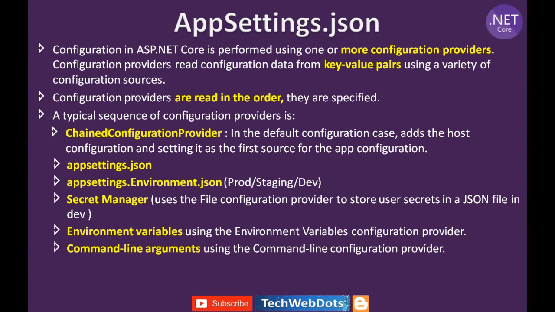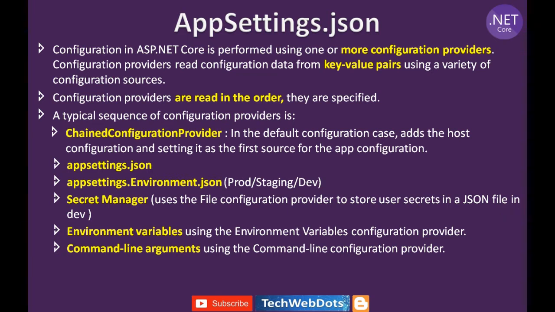A typical sequence of configuration providers is: the chained configuration provider adds the host configuration and sets it as the first source for the application configuration. In this chain the second thing is appsettings.json, and the third is appsettings.{Environment}.json, where you can mention the environment, or you can use this JSON file for production, staging or dev environment as well. But appsettings is especially used for production and staging.